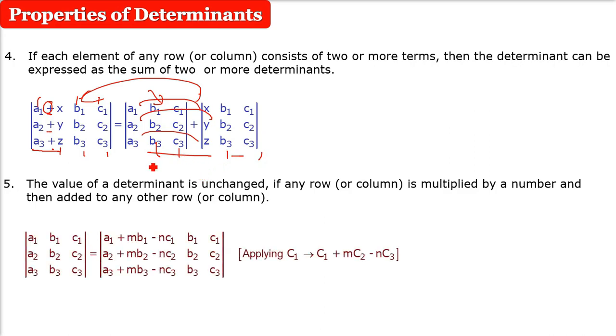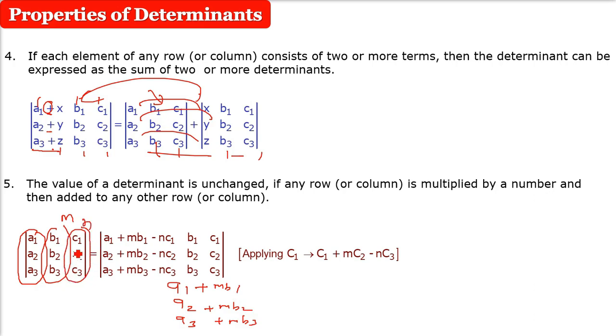The value of the determinant is unchanged if any row or any column is multiplied by any number and added to another, any way you want. It is up to you to make the determinant simpler. For example, take the first column a1, a2, a3. Say I multiply each element of the second column by m and add it to the first column, so mb1, mb2, mb3. Then I think a better option is to subtract n multiples of the third column, so minus nc1, minus nc2, minus nc3. Whatever you want to do, it has to be applied to the whole column or whole row. The determinant value will not change.